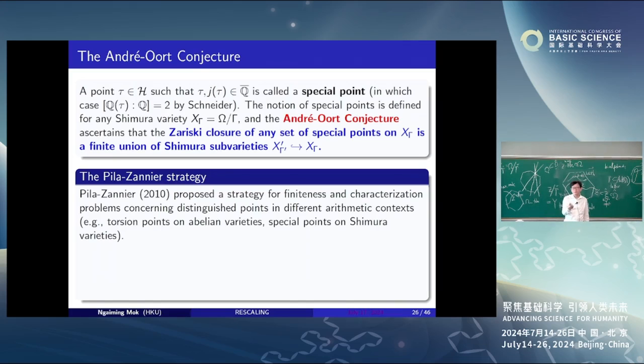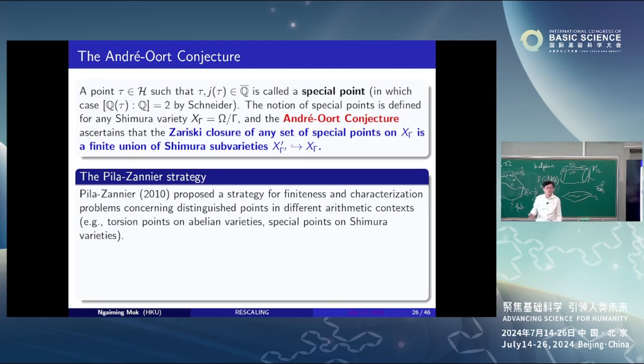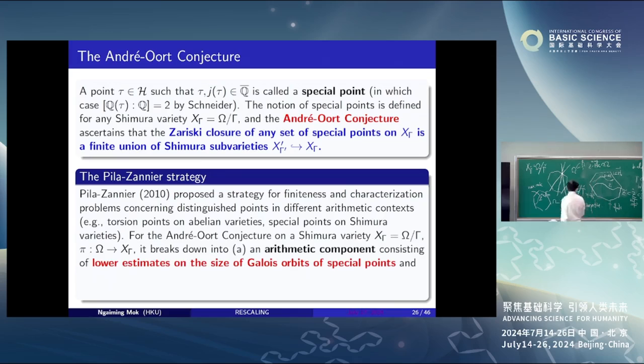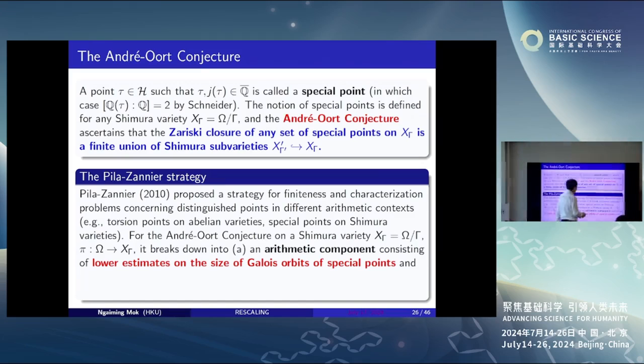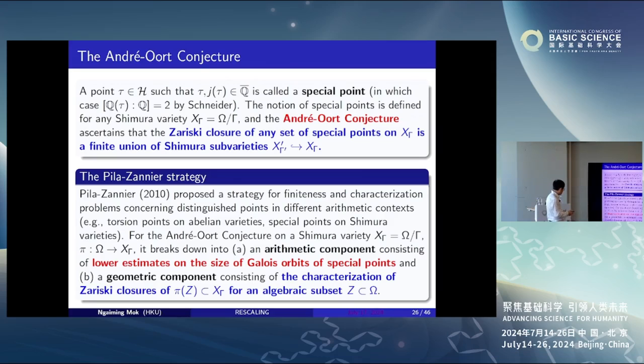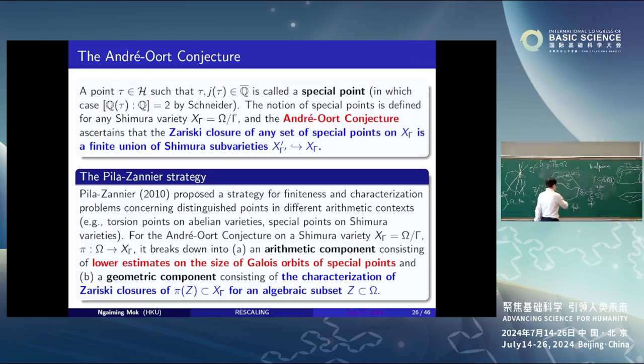I don't know how to do geometry with a single point. Faltings could, but in general it's difficult to do geometry. You have to associate some high-dimensional object to a point. Then you can do geometry. But you can certainly do geometry with high-dimensional varieties. Okay, so then there are two components. The first component is an arithmetic component, consisting of lower estimates on the size of Galois orbits of special points. And then there is a geometric component, which is a characterization of the Zariski closure of the image of an algebraic set. So the picture would be somewhat like this.